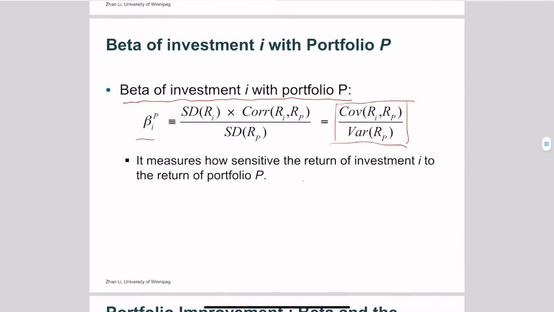I also want to make a comment that this beta is related to portfolio P. If you have a different portfolio, let's say this is portfolio P and this is portfolio Q, they both have investment I. Then in this case, you would calculate beta IP and beta IQ. And if P is not equal to Q, then generally beta IP is not equal to beta IQ.